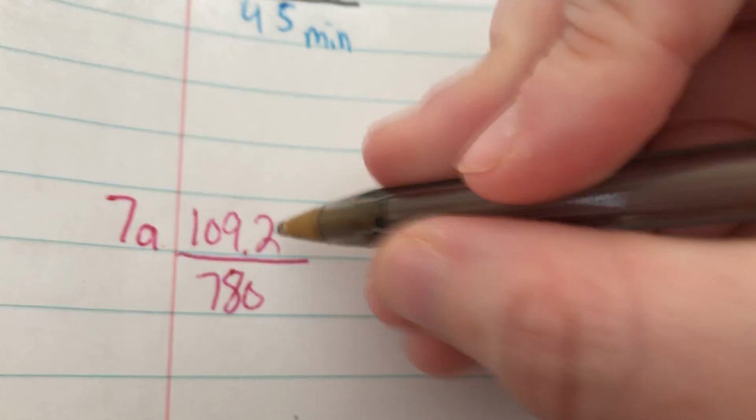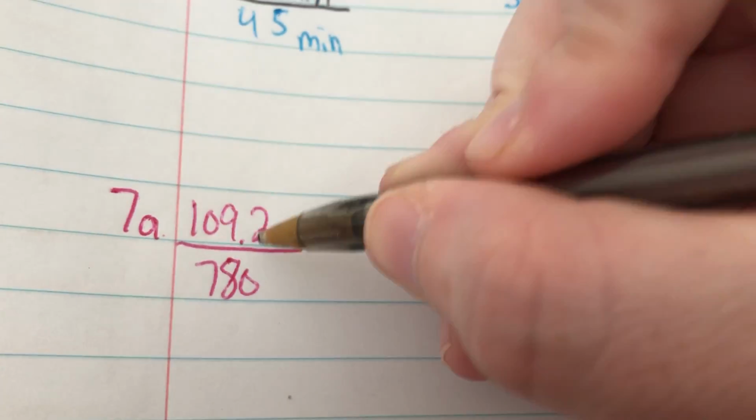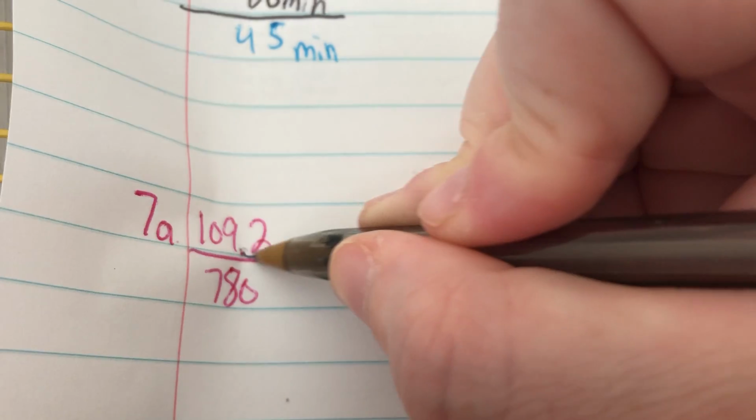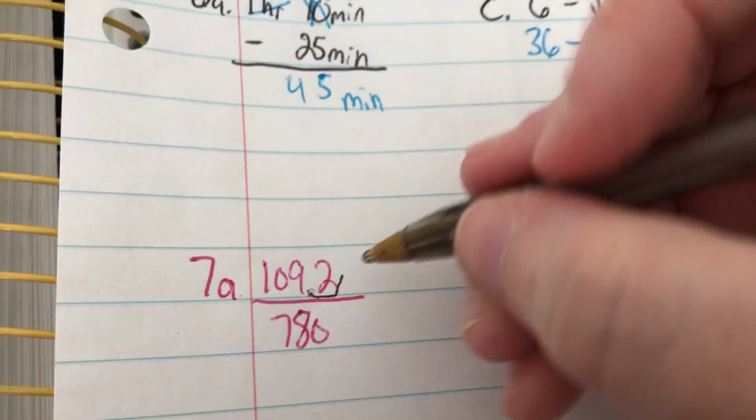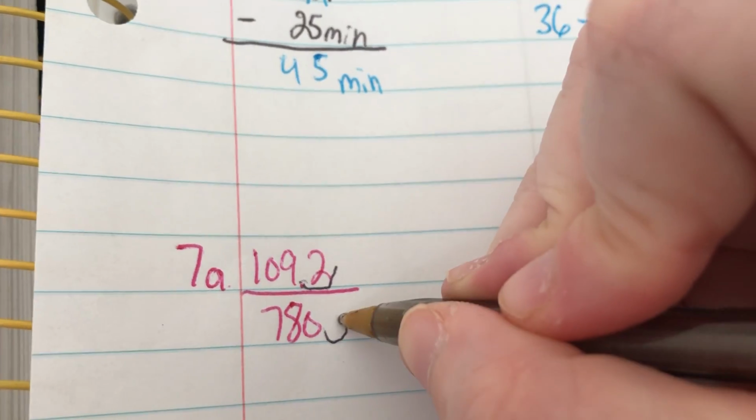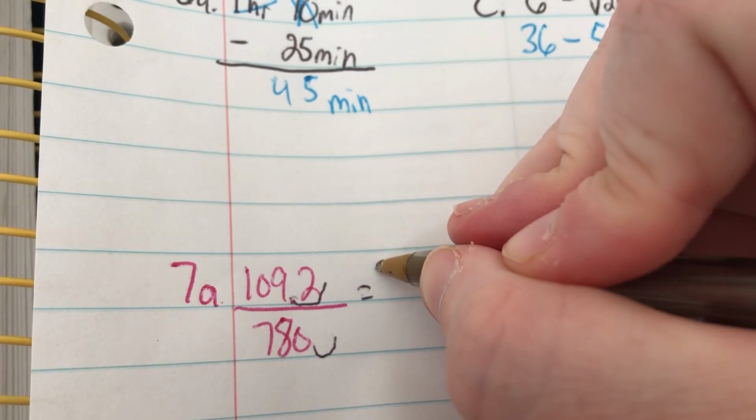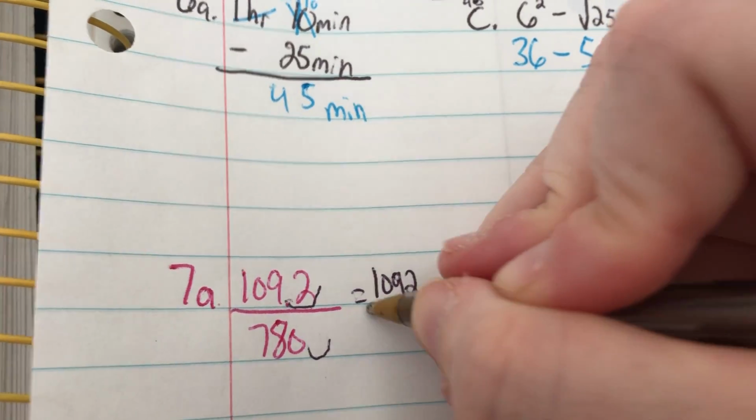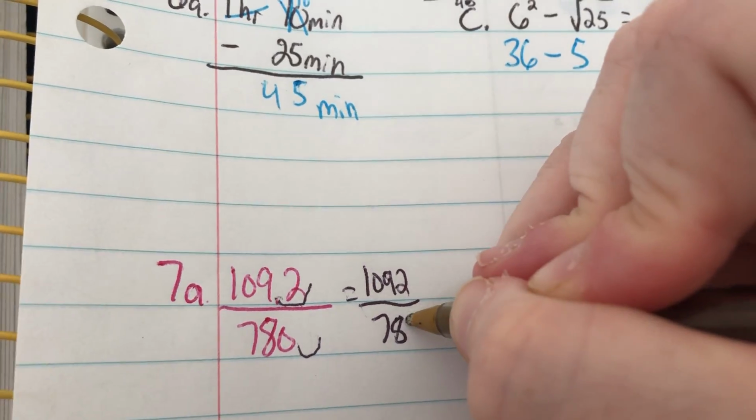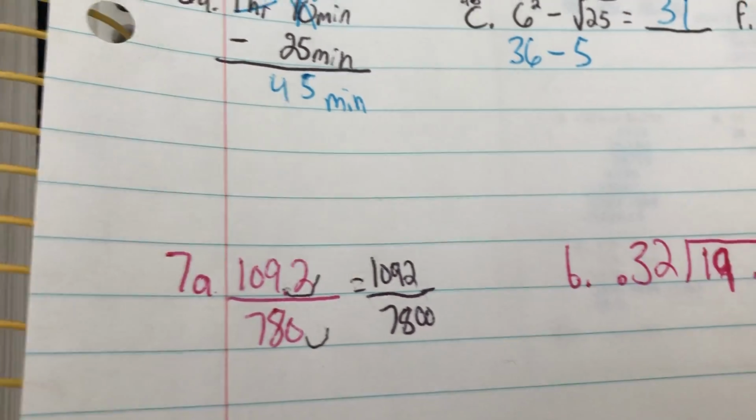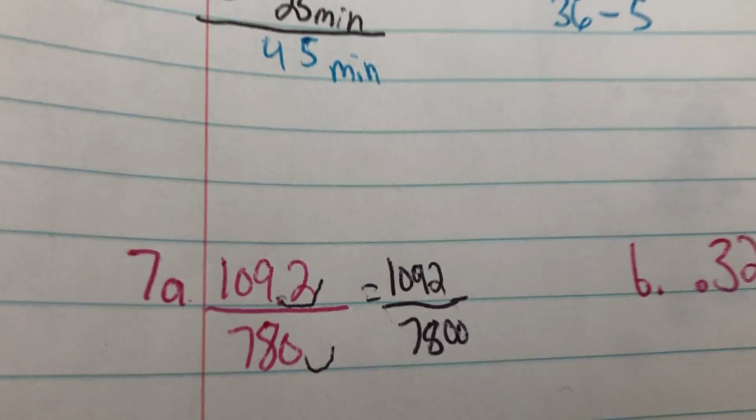Well, the first thing I need to do is get rid of this decimal. We won't have a decimal in a fraction. So I move this over 1, and if I move that over 1, then I've got to move this over 1. So basically, I now have 1092 over 7,800. Well, those are both even.